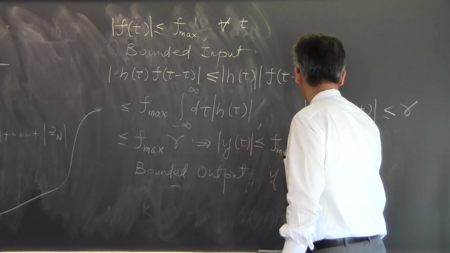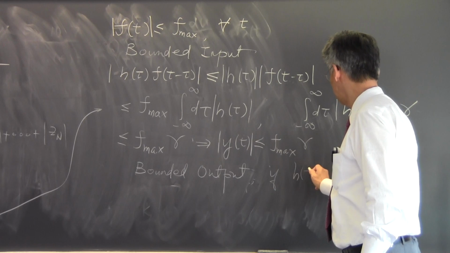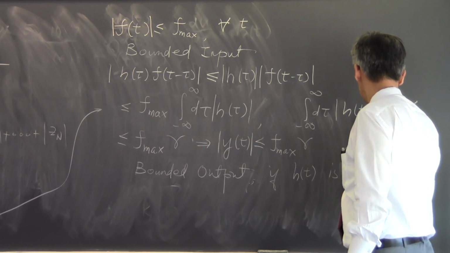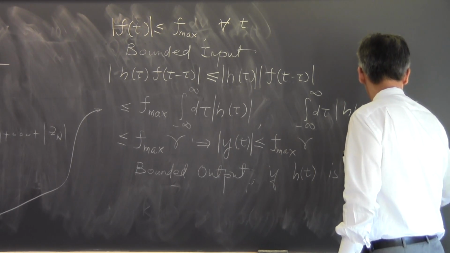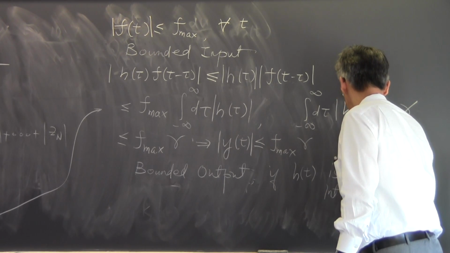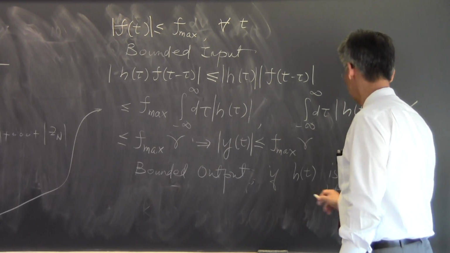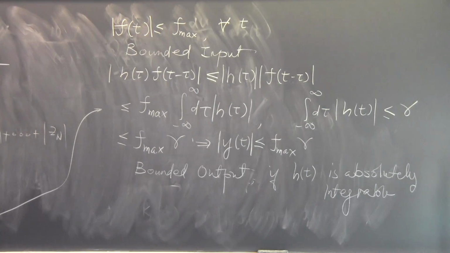If h of t is absolutely integrable, which means that if you take the magnitude of h of t and integrate, that integral converges. Where have you seen this before? A function is absolutely integrable. Where have you seen this before? Calculus, linear algebra, but you also saw that in this course before. You remember?